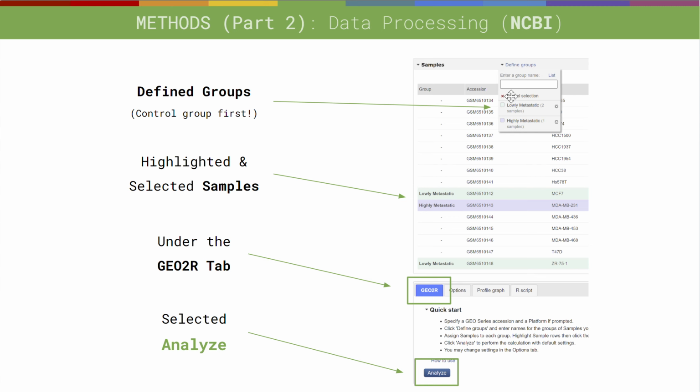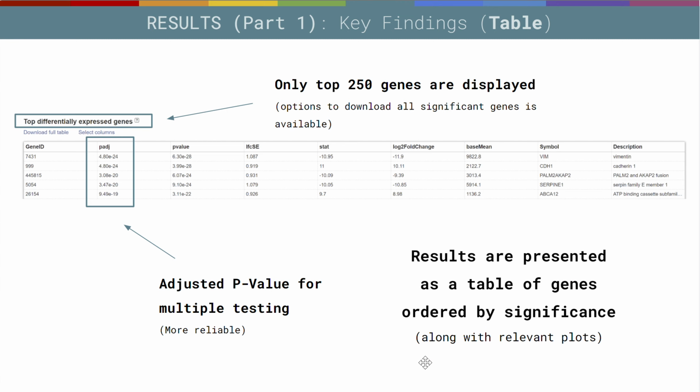After we defined our groups, control first, then highlighted the cell lines and assigned the groups, under the GEO2R tab, I clicked Analyze. And after that, I had findings. The table shows up with a lot of useful information, but the most useful to look at is the adjusted p-value, because it is more significant than this column as it accounts for multiple testing, which is more reliable. It takes into account all the other observations, all the other samples.